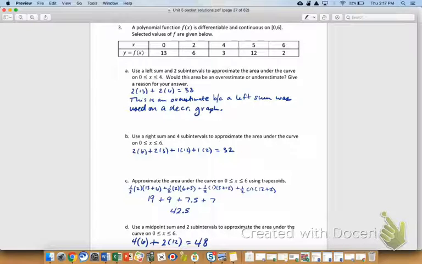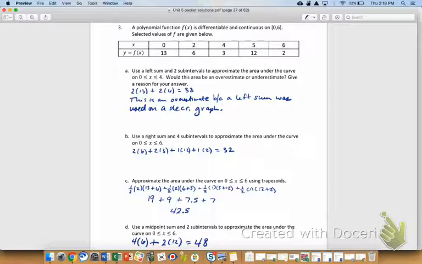So A, I got 38. And I said it was an overestimate because we used the left sum on a decreasing graph. B, that doesn't make sense. 1 times 12 and 1 times 2, 6 plus 6 is 12. Oh, wait a minute. That's 12, yeah, 12 plus 6 is 18, 30, 32. I guess 32 makes sense on B.